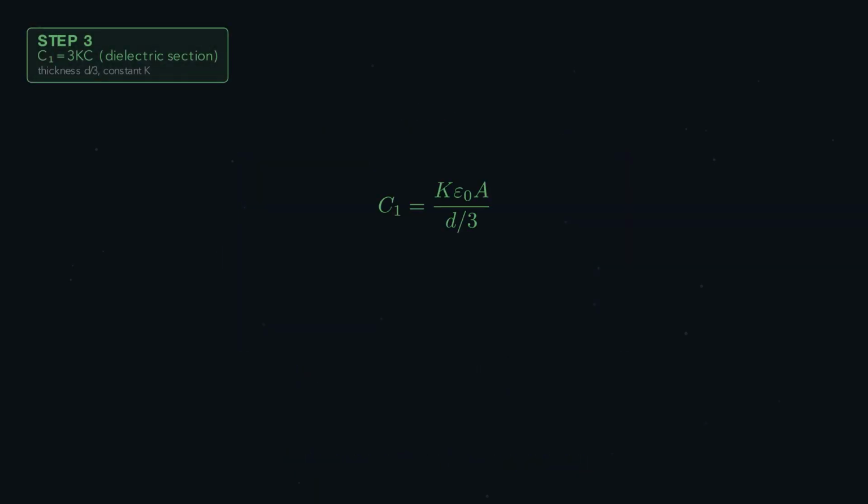Let's find each piece. The dielectric section has thickness d over 3 and constant K. So, its capacitance is 3Kc. The air section has thickness 2/3 d, giving capacitance 3c over 2. Notice how both simplify cleanly once we use our substitution. No messy constants left over.